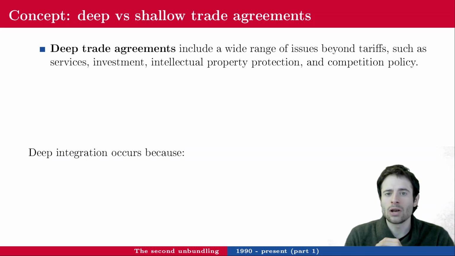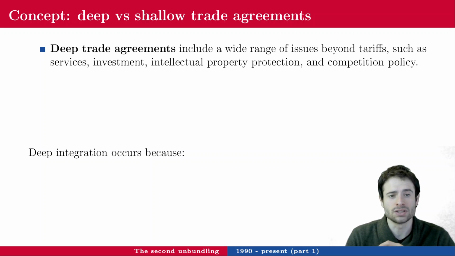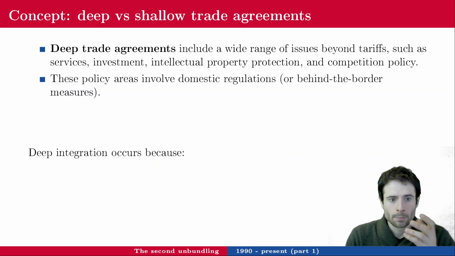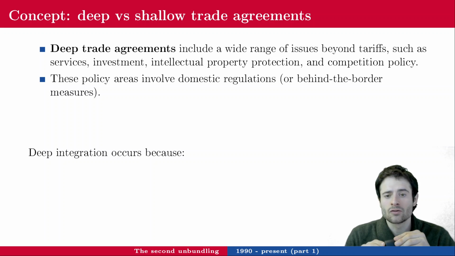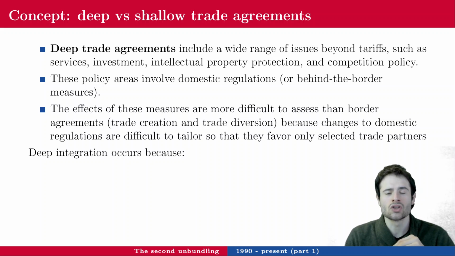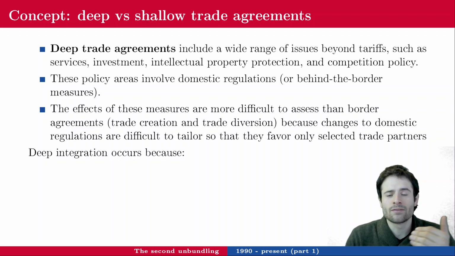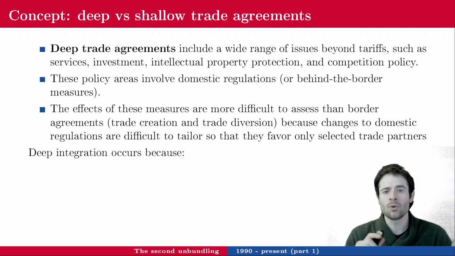So let's go over deep versus shallow trade agreements. Deep trade agreements include a wide range of issues beyond tariffs, such as services, investments, intellectual property protection, and competition policy. These policy areas involve domestic regulations, but these effects are harder to assess than just border agreements, such as lower tariffs. When we look at lower tariffs, we see directly their impact through trade creation and trade diversion. We see which country starts to export and import more as opposed to another country after a change in tariffs.